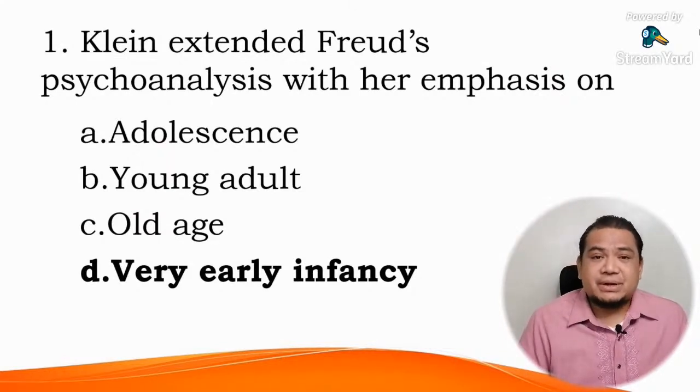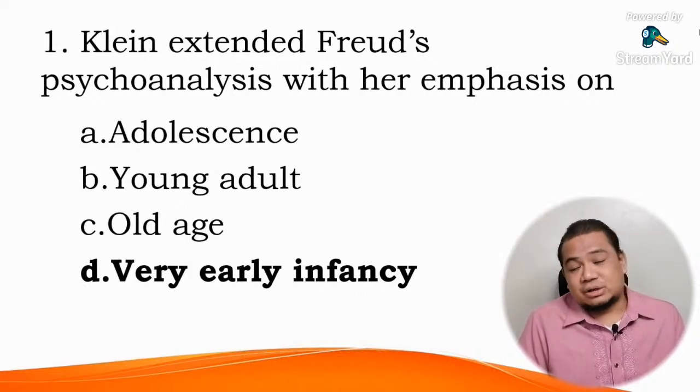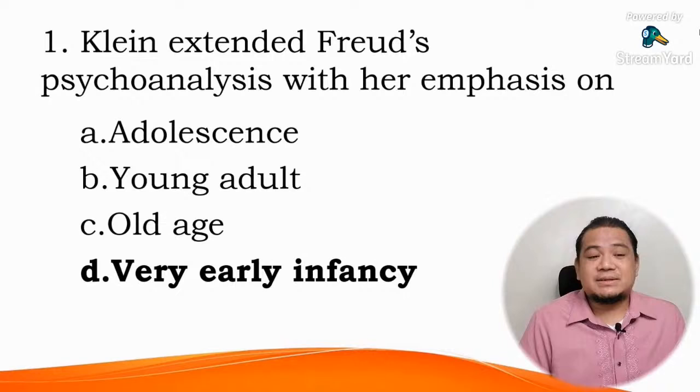The object relations theory of Melanie Klein was built on careful observation of young children, in contrast to Freud, who emphasized the first 4 to 6 years of life. Klein stressed the importance of the first 4 to 6 months after birth.